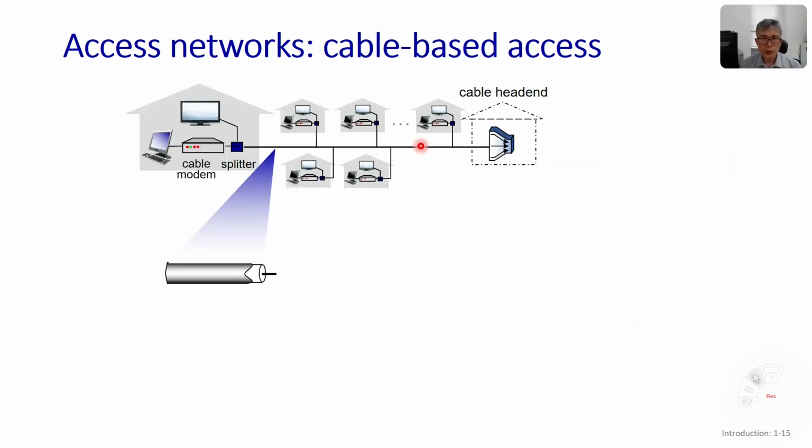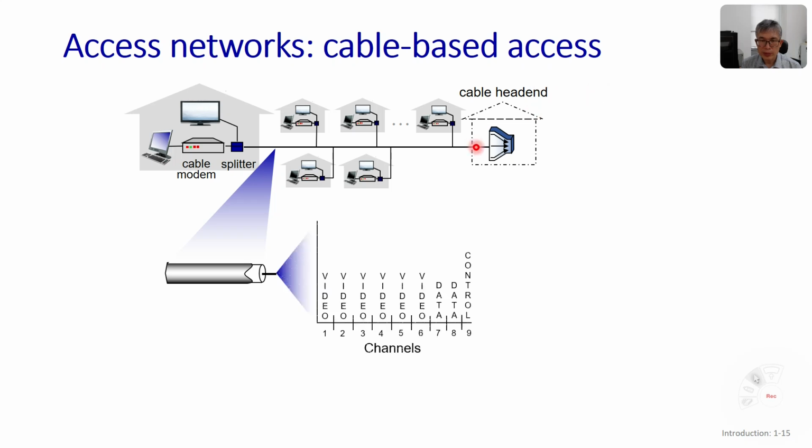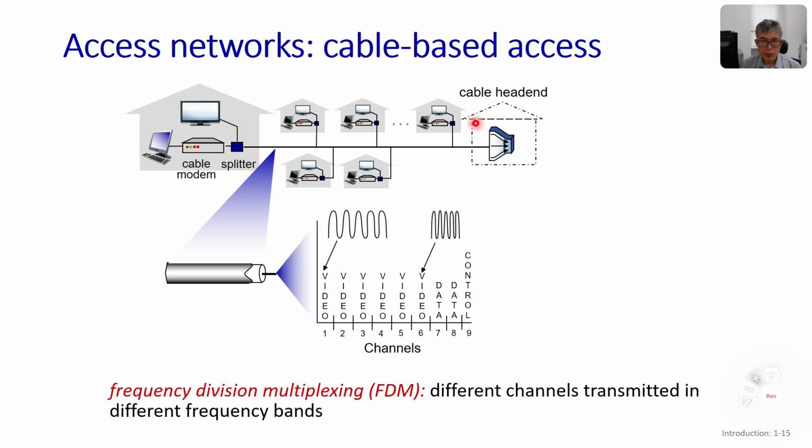One access network is cable-based access. Many houses are connected by cables, to a cable modem system. Video and data control channels are divided, so it is called channel division or frequency division multiplexing. Different channels are transmitted in different frequency bands.